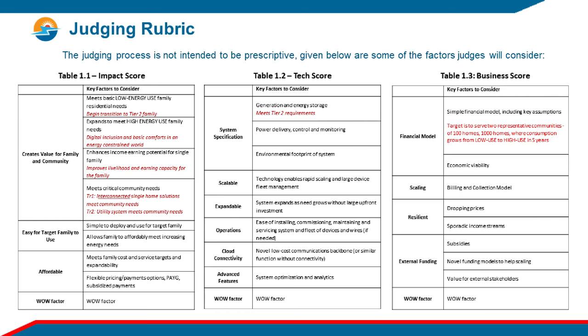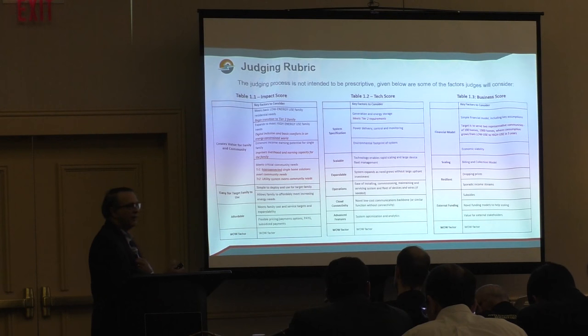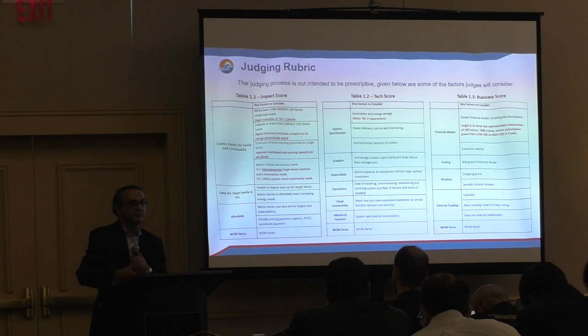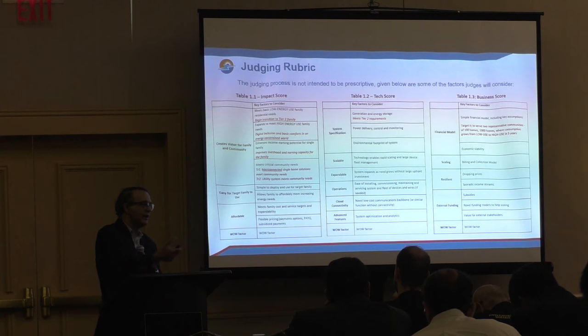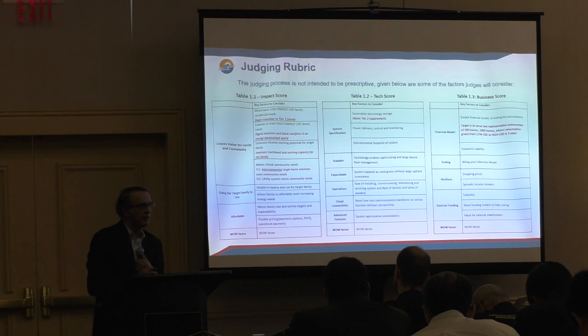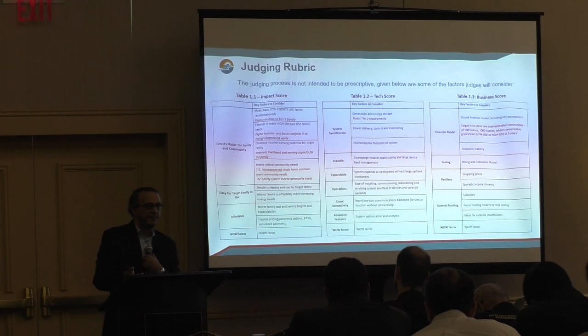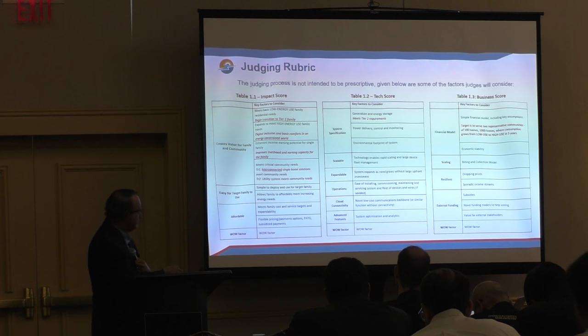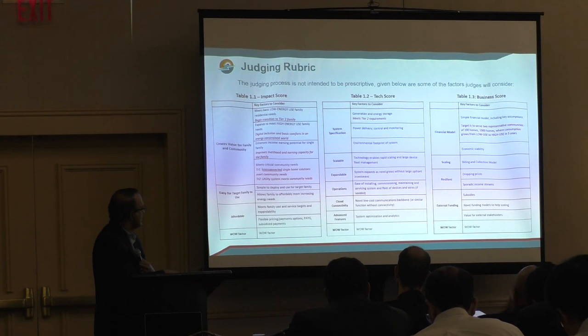And then the business side: is there a simple financial model, including the key assumptions, that shows economic viability? What's the billing and collection model? How do you manage dropping prices? On the one hand, we like exponential price declines because the prices are going down, but if I'm an entrepreneur and I build a business case when the price is 10 cents a kilowatt hour, and in 3 years it's gone to 5 cents a kilowatt hour, how do I make money at it? That is a really important element that needs to be addressed in terms of resiliency.